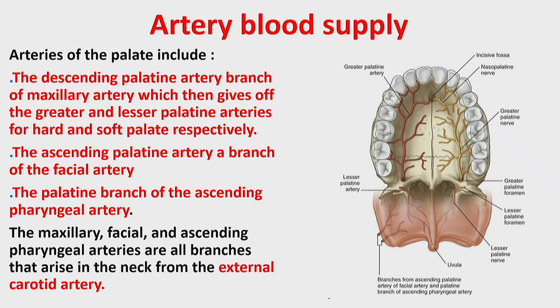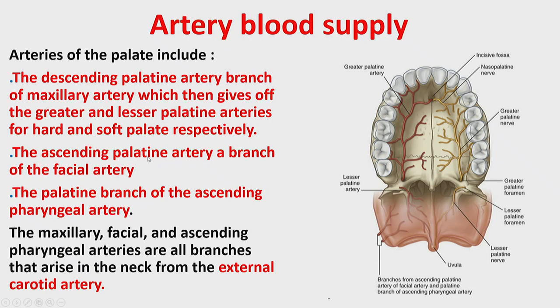Regarding the arterial blood supply of the soft palate, we have three main sources. One is the lesser palatine artery, which is, as a matter of fact, like the greater palatine artery, a branch of the descending palatine artery, which is itself a branch of the maxillary artery, which is itself a branch of the external carotid artery, that in the cardiovascular system we are going to discuss.